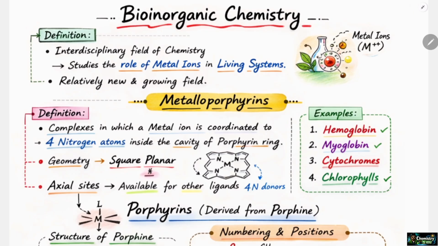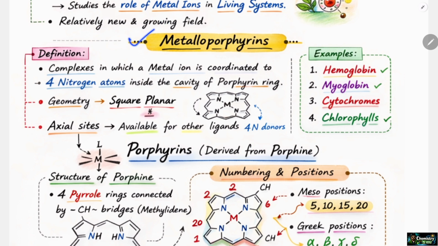So if we talk about the gist of what we studied in bioinorganic chemistry, first of all the definition: this is an interdisciplinary field of chemistry that studies the role of metal ions in living systems, and this is a relatively new and growing field in chemistry. The definition of metalloporphyrin is a complex in which the metal ion is coordinated to the 4 nitrogen atoms inside the cavity of the porphyrin ring.